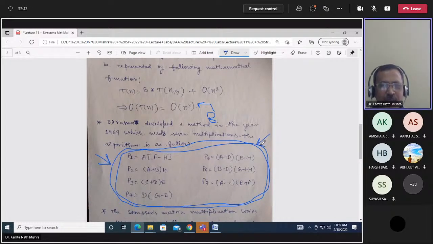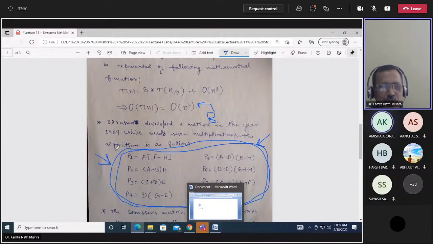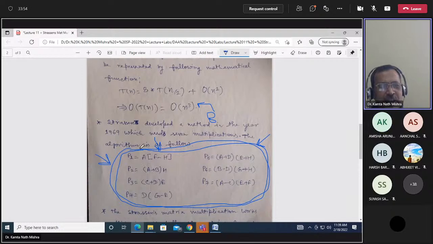What's your name? Sir, name. So Amisa, you can try, like Strassen has gone for 7 multiplications, so you can try for 6 multiplications. You should take 6 variables: P1, A1, A2, A3, A4 up to A6.